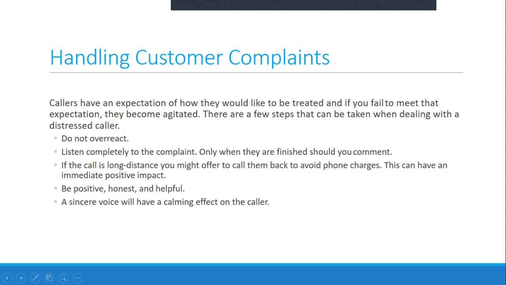There are a few steps that can be taken when dealing with a distressed caller. Do not overreact. There are certain things that you can do, but there's a limit in what you can do. So don't go and say, okay, I'm going to take this to the head of our department, or I'm going to complain about this to the dean. You're overreacting to the situation. Try to react in a manner that is suitable for the situation, right?